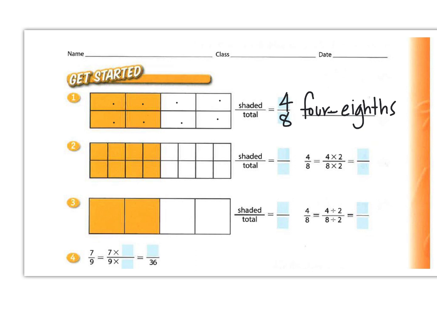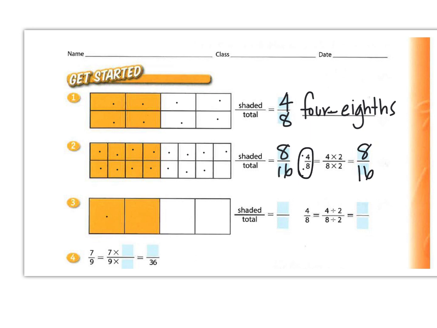Here we have the shaded total. 1, 2, 3, 4, 5, 6, 7, 8 are shaded, 8 out of 16. So look here. Here we have 4/8. And if you multiply by 2 on the top and 2 on the bottom, remember 2 over 2 is 1 whole, you're just multiplying by 1, you get an equivalent fraction. 4 times 2 is 8, 8 times 2 is 16. So 8/16 is the same as 4/8.